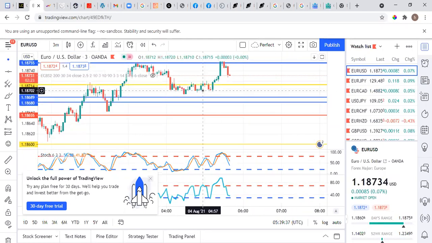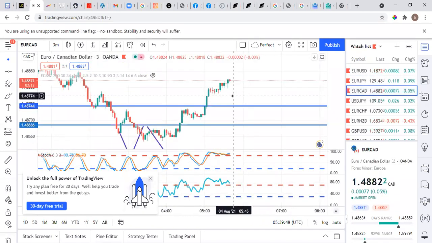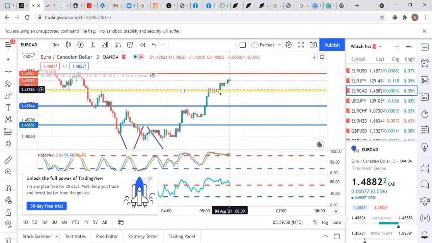Okay, Euro USD is coming down to our area. No, it's not Euro USD, it's Euro CAD I was looking for, Jai. It has gone back up. Okay.